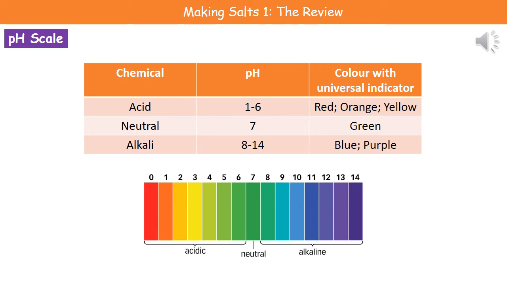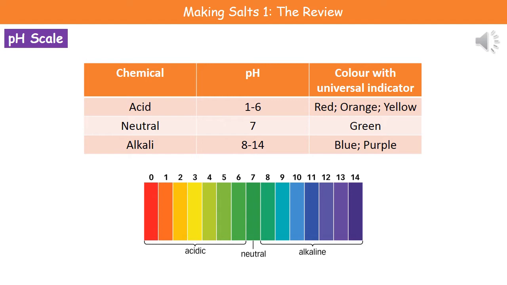First thing we need to do then is cast your mind back to when you were much shorter and you were back in year 7, and what we looked at there was the pH scale. So what we've got are those three different types of chemical. We've got acids, we've got alkalis, and we've got neutral solutions.